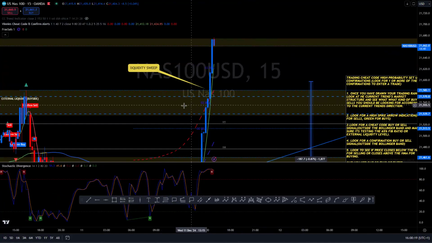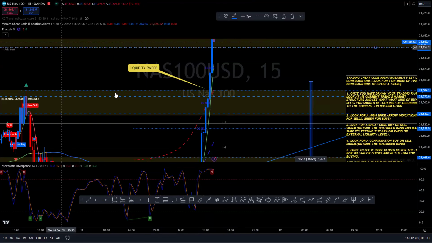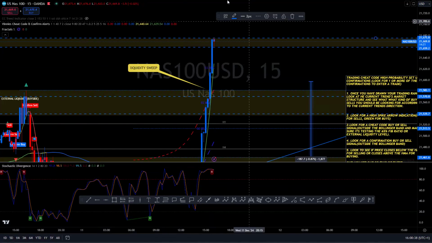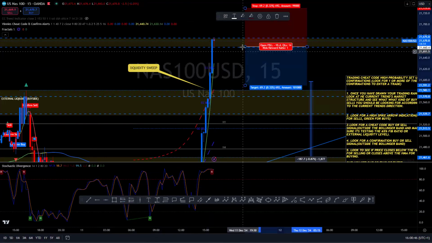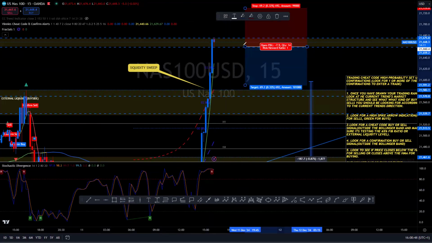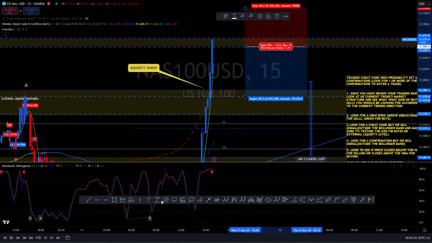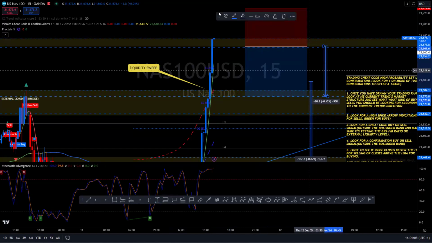I would want to see, if there was a liquidity sweep, a retest of the area here where we can decide to sell here. Price is liquidity sweep here.